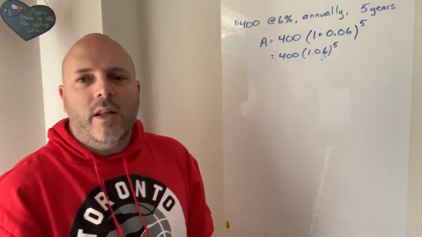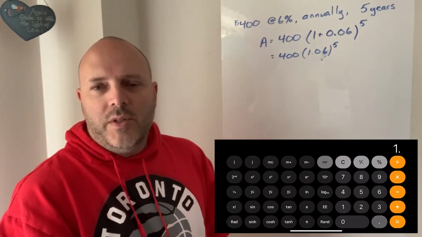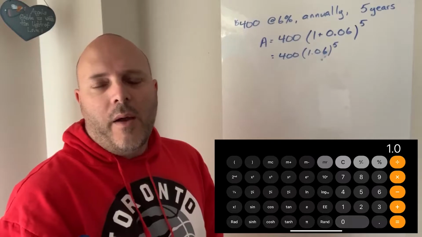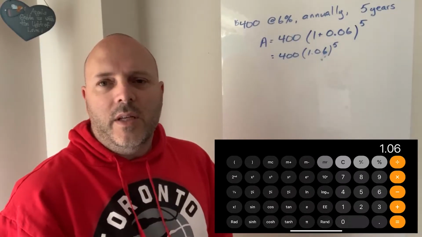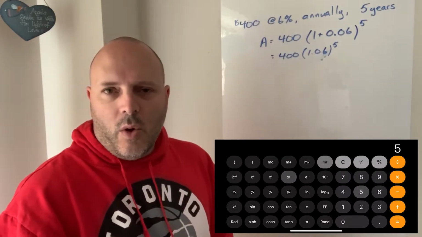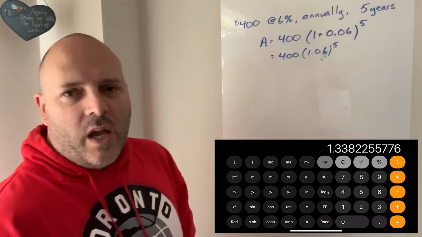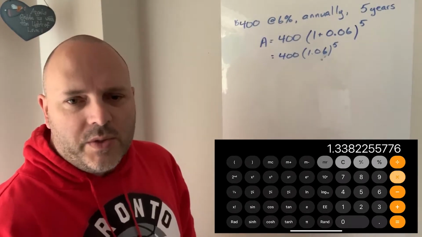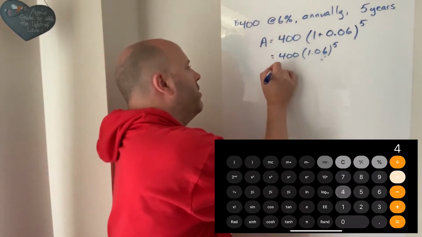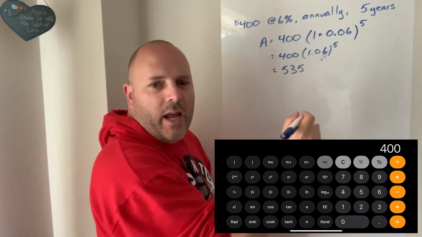Now I go to my calculator, and this is what I'm going to do. I'm going to type in 1.06, put that to the exponent 5, and press equals so that I work out what 1.06 to the power 5 is. Then I'm going to type times 400, and I'll press equals again, and I get $535.29.